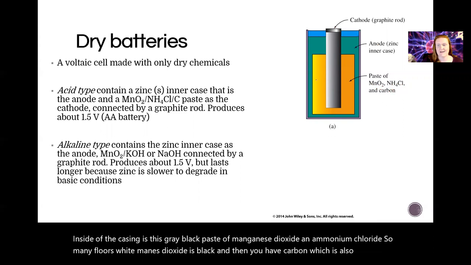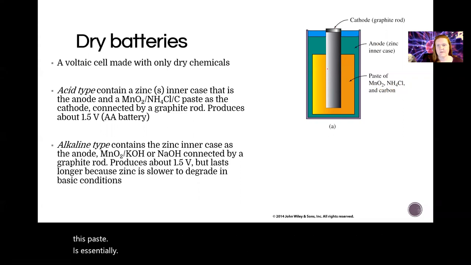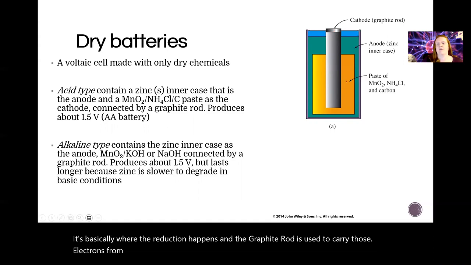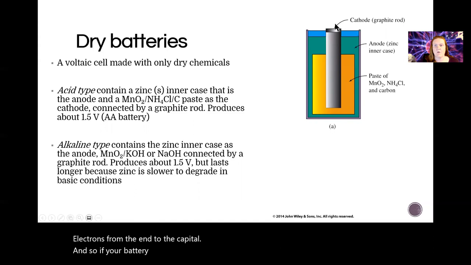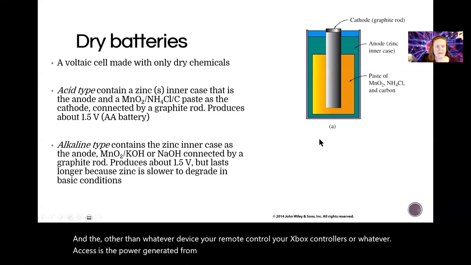So this paste is basically where the reduction happens, and the graphite rod is used to carry those electrons from the anode to the cathode. If your battery is connected at one side and the other, then whatever device, your remote control, your Xbox controllers or whatever, accesses the power generated from doing that.